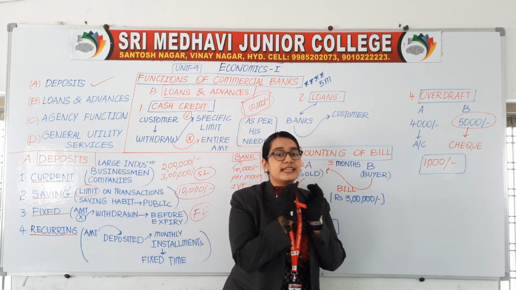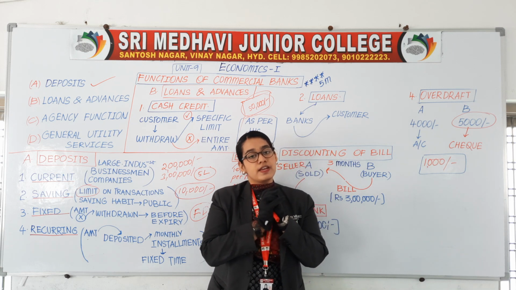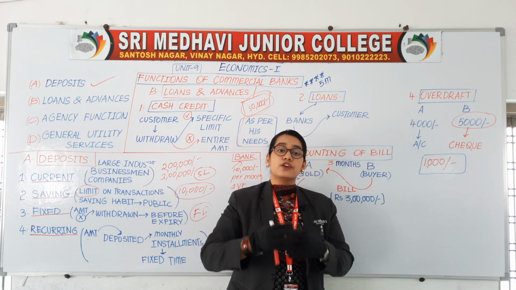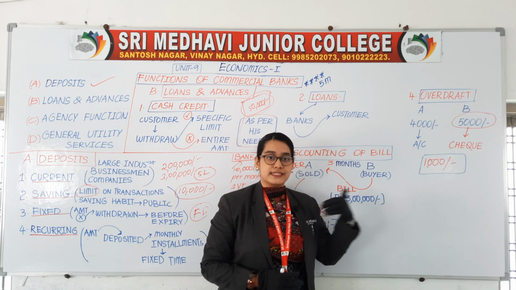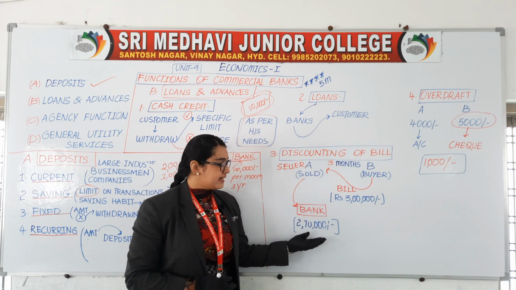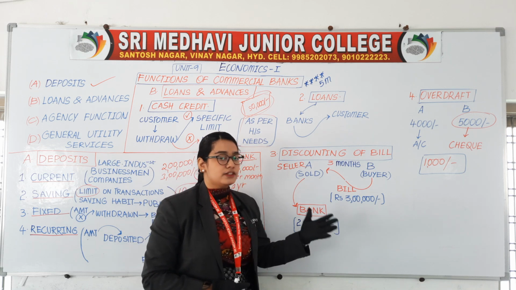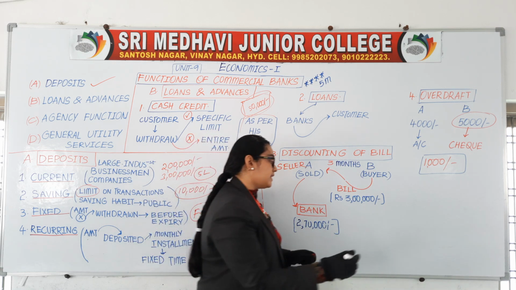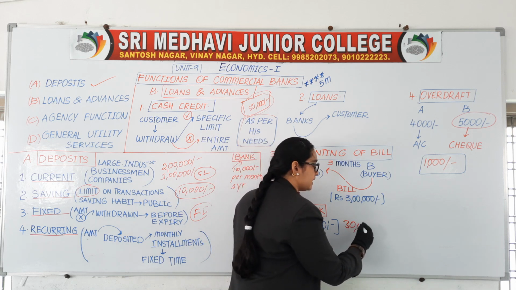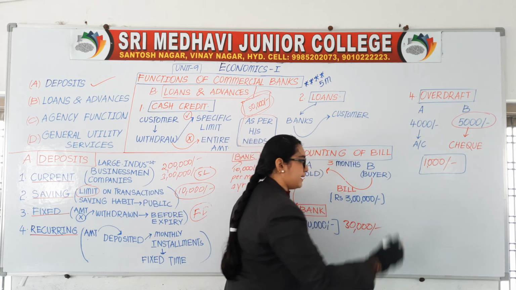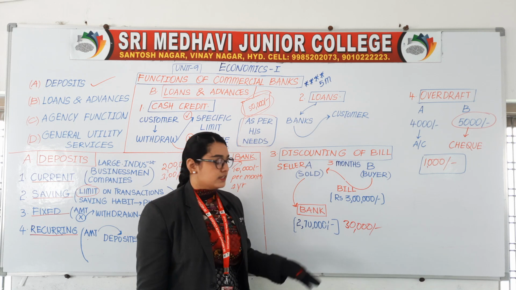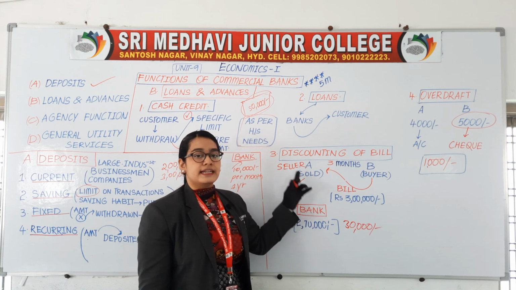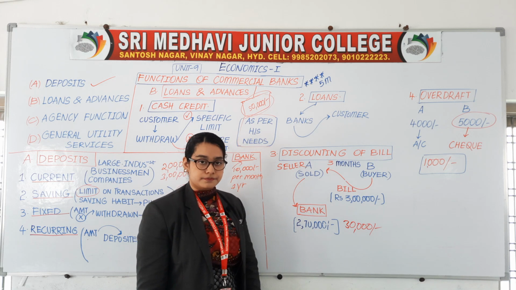What will the bank do? The bank will keep a certain amount with itself and give a part of that amount to person A. So from 3 lakhs, it will give only 2,70,000 to A, and the remaining 30,000 it will not give to A. Alright. So this is called discounting of bill.